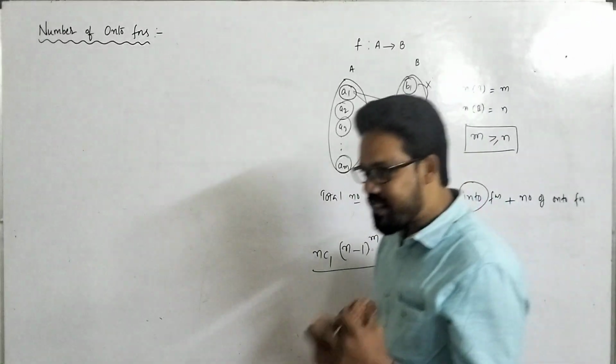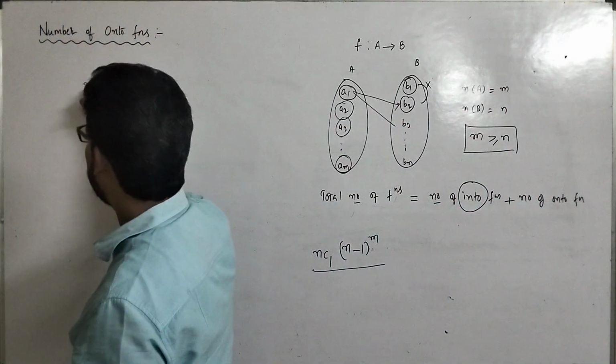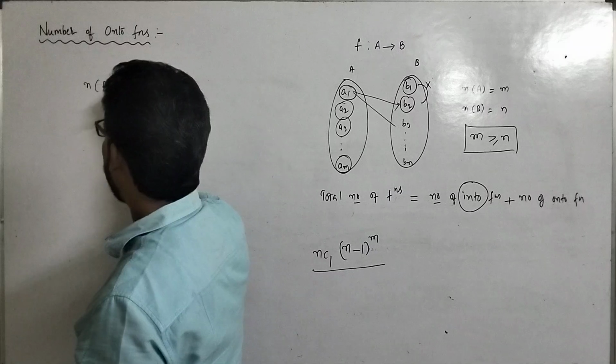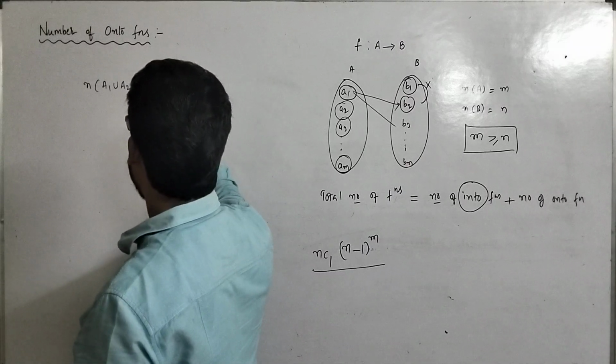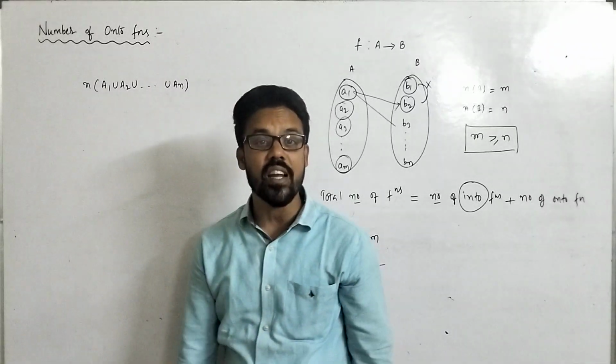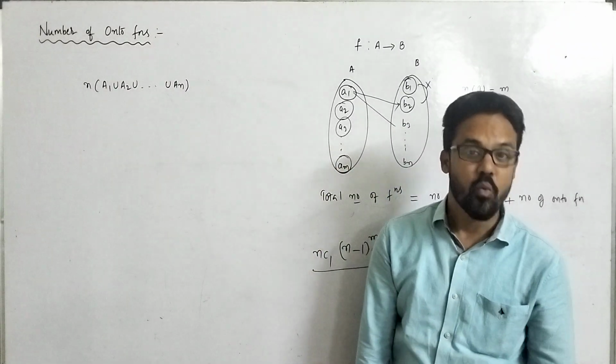Now, yesterday, in the last class, we discussed n of A1 union A2 union so on union An, the principle of inclusion and exclusion. What is that?